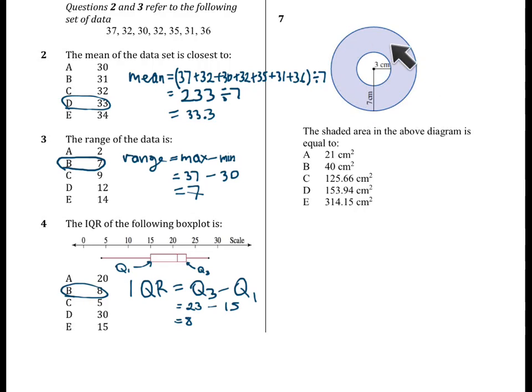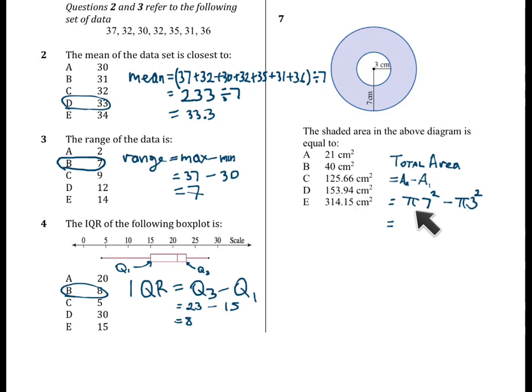Alright, question 7. Here we have a measurement problem. We've got a shaded region determined by two circles, a smaller circle and a larger circle. So the shaded area in the above diagram, we can work out that total area by working out the area of one shape, and we subtract the area of the other shape. In this case, we're going to work out the area of the large circle, and we're going to subtract the area of the small circle.